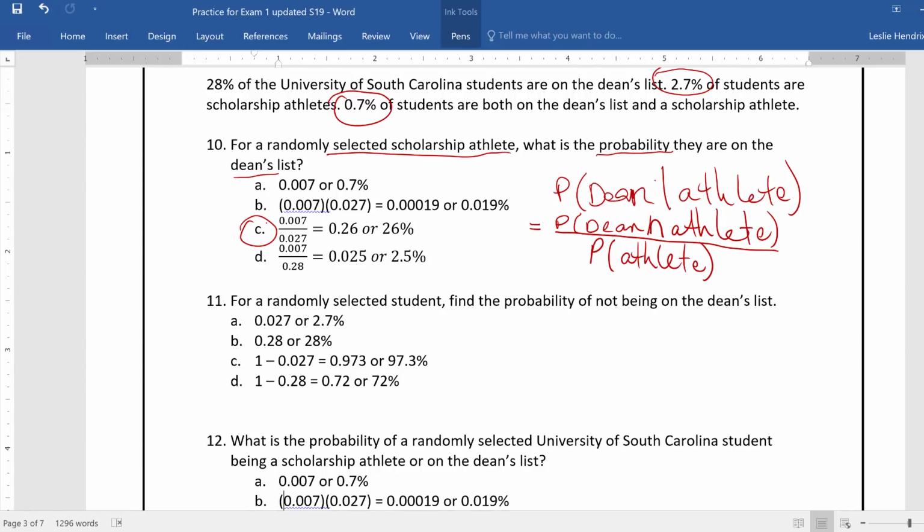All right, so make sure you know those probability rules. Question 11, for a randomly selected student, find the probability of not being on the Dean's List. That's a complement, right? That's the probability of the Dean's List complement. And so you can use your complement rule. That's 1 minus the probability of being on the Dean's List. And we know that 28% of students are on the Dean's List, so that leaves 72% of students who aren't on the Dean's List. 1 minus 0.28 is 0.72, or 72%.